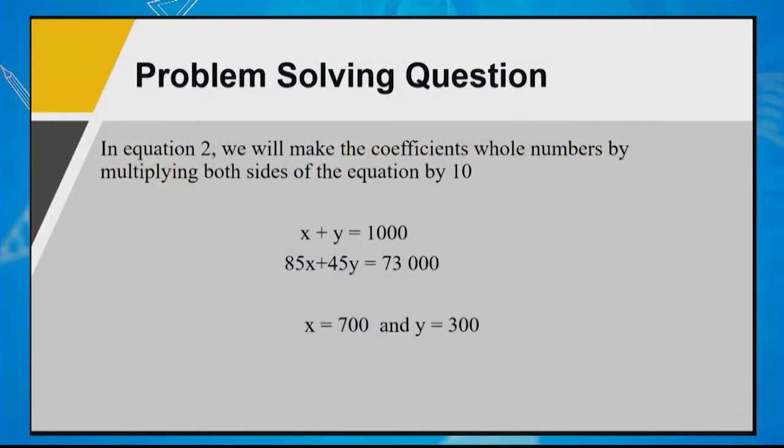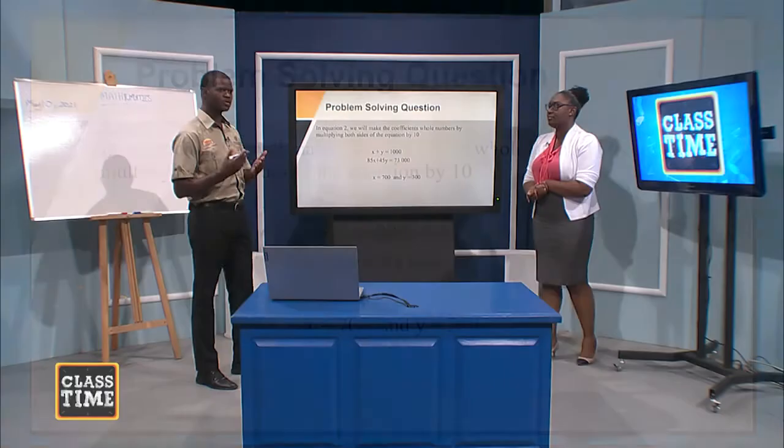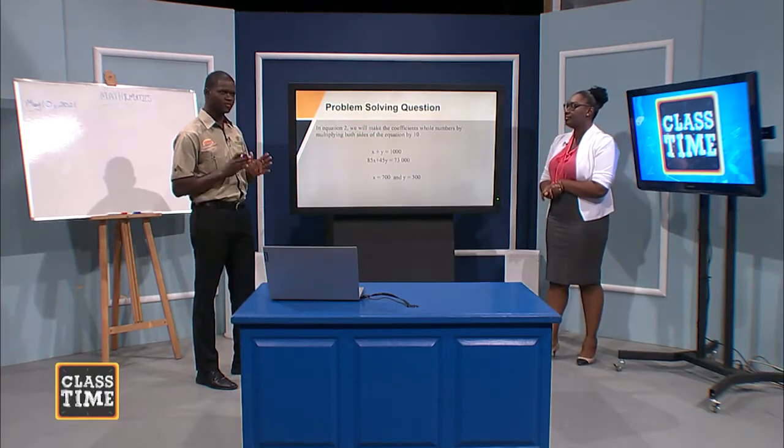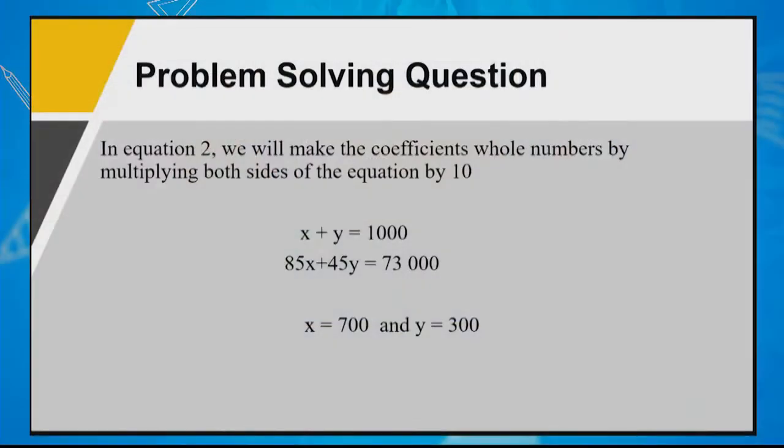So, all right, we have x is equal to 700 and y is equal to 300, but how did we get there? We can use any one of the different methods that are there. But we're going to go to the whiteboard, and we're going to use one of these strategies to see if our answer is actually correct.